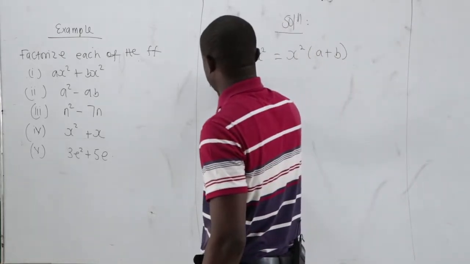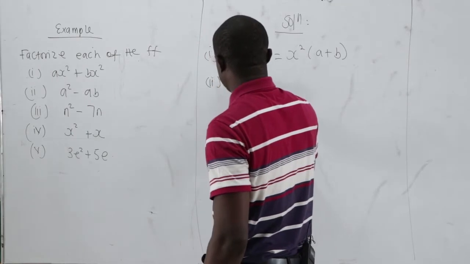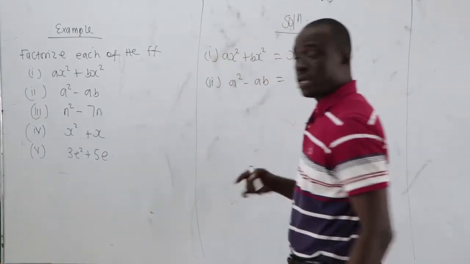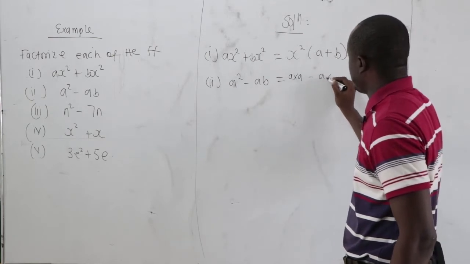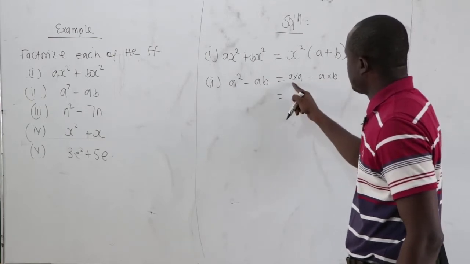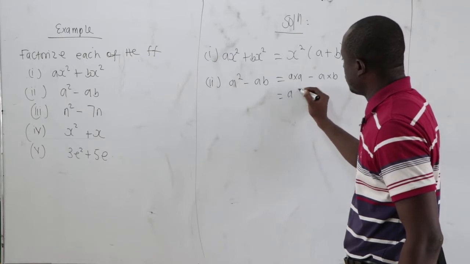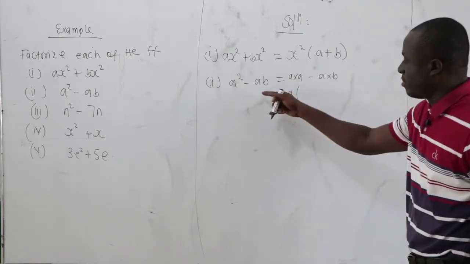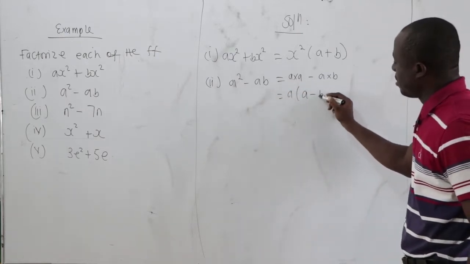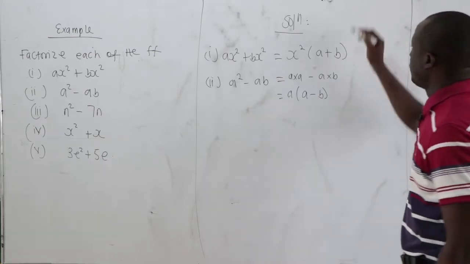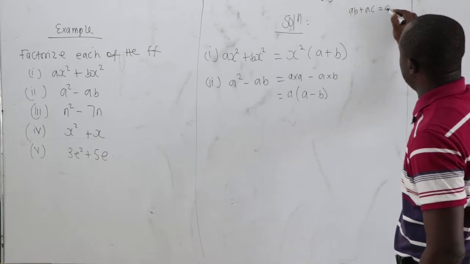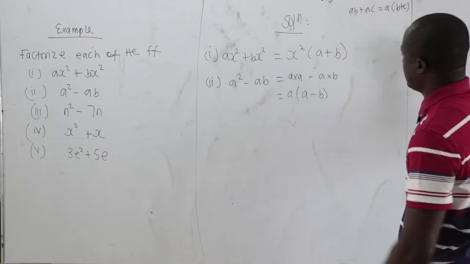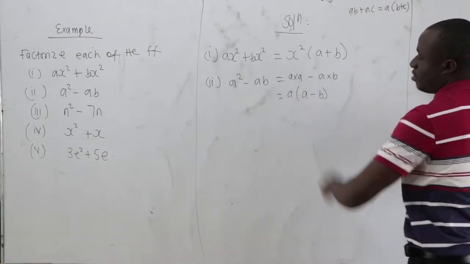Now the second one, we have a squared minus ab. Now a squared can be expressed as a times a, minus a times b. Here you can see that a is common. So we can bring it out, and then we have a minus b. Because if we have ab plus ac, the common one is a, so bring the a out, b plus c.